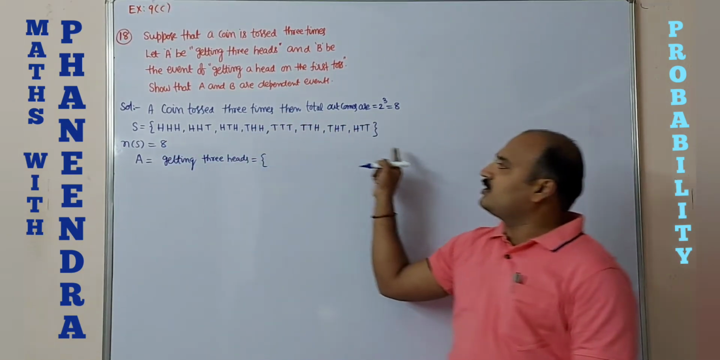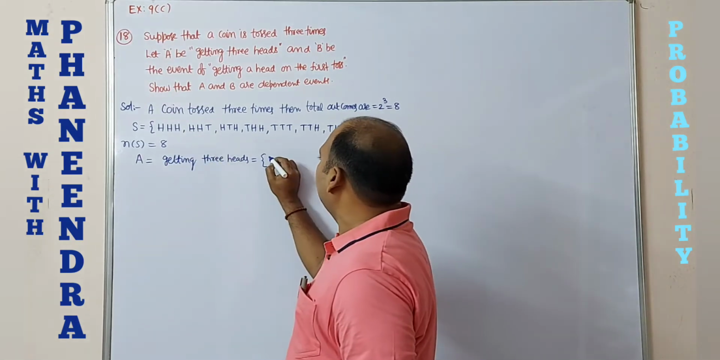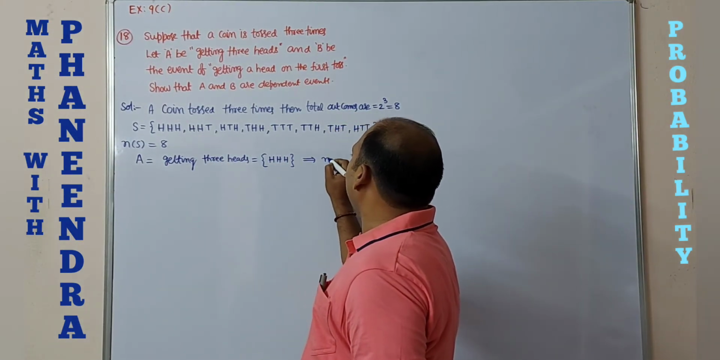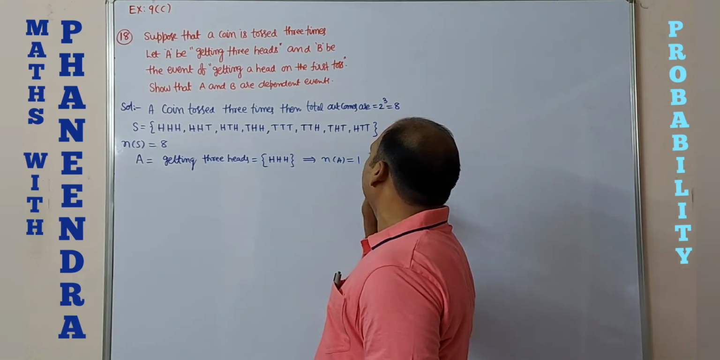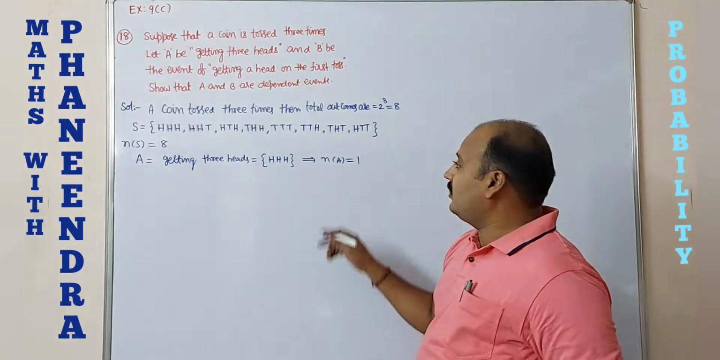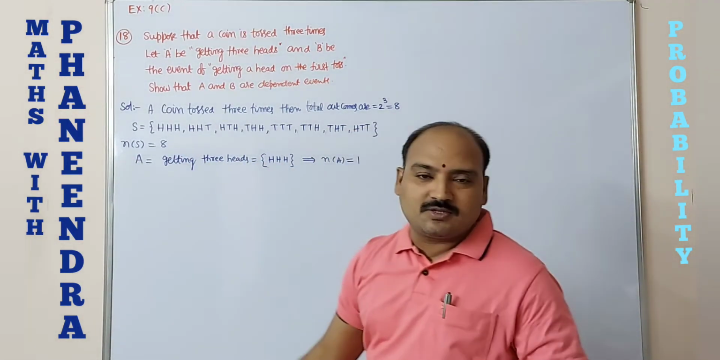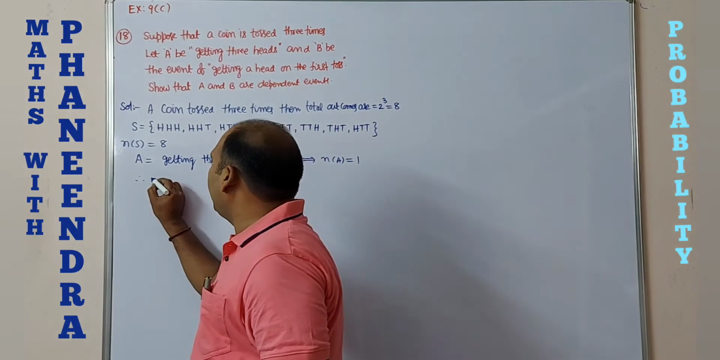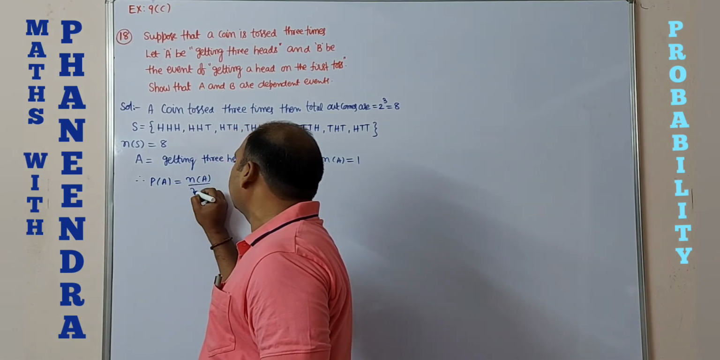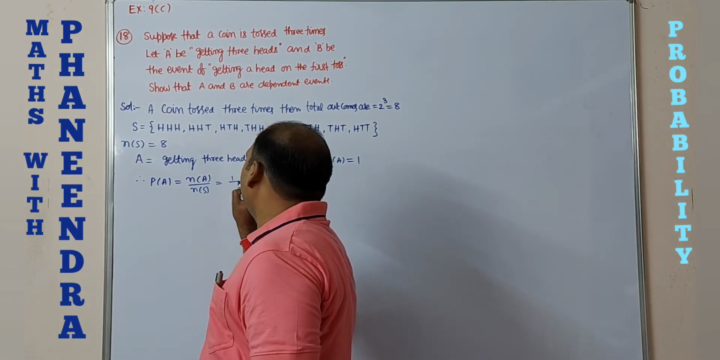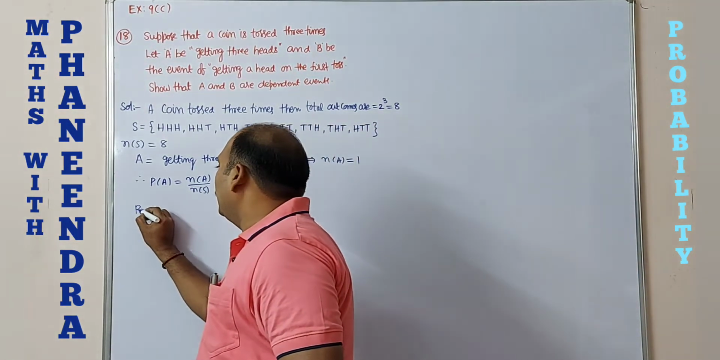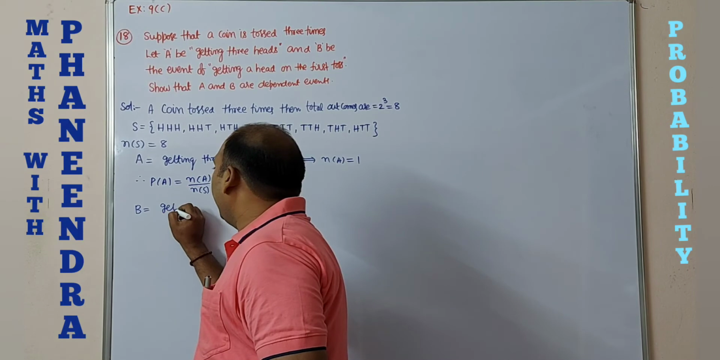Getting 3 heads among these 8, only this possibility, no? H, H, H. So that implies that N of A is equal to only 1. Therefore, P of A is equal to what? N of A by N of S, 1 by 8. So P of A is equal to N of A by N of S, 1 by 8.